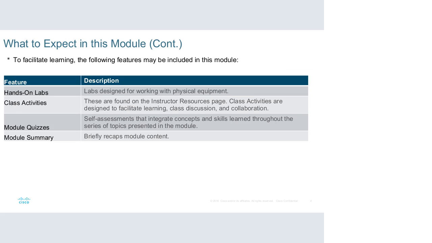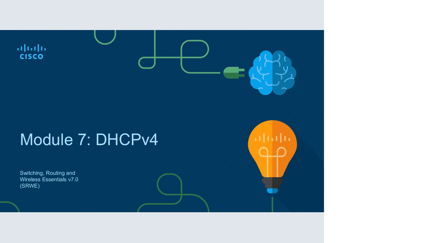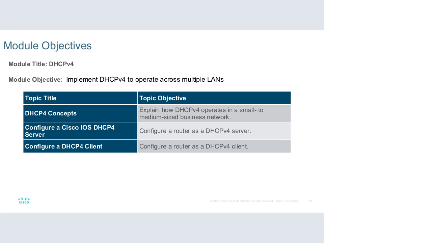So let's look at what this module is about. Now, you see that the module is reading DHCP version 4. The reason being, there's DHCP that is serving IP version 4 addresses, and there'll be DHCP that is serving IP version 6 addresses, because the two addresses are completely different from one another.